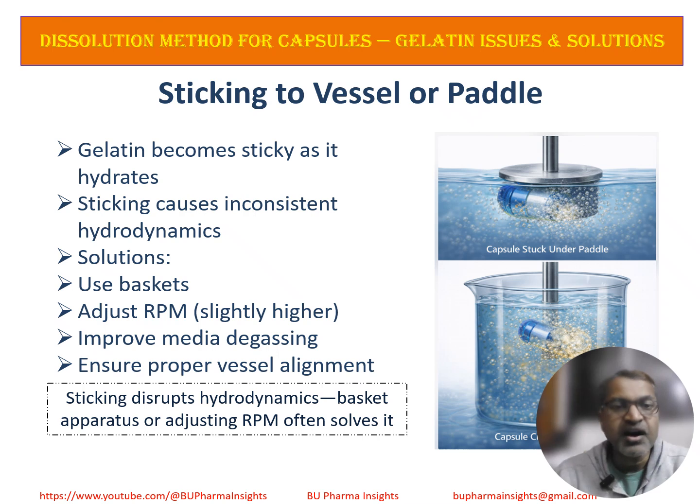Contributing factors are vessel curvature, shaft or paddle misalignment, poor degassing, and hydrophobic excipients. Practical solutions are: use basket apparatus to keep the capsule suspended, slightly increase RPM to reduce settling, degas media properly to remove microbubbles, and always check vessel and shaft alignment.